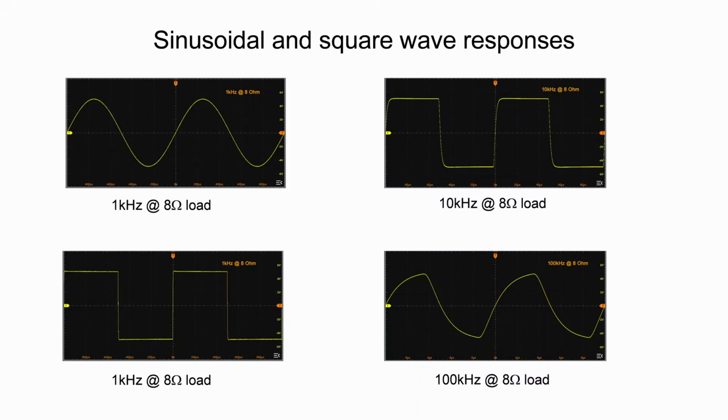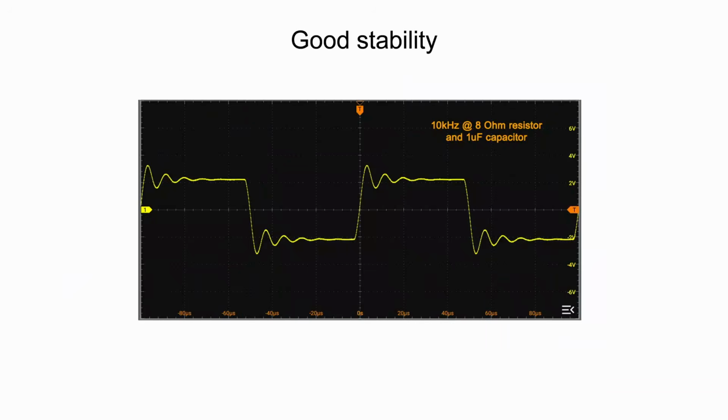The sinusoidal and square wave responses at different frequencies are clean, without any unwanted oscillations and anomalies. Here is to test the stability of the power amplifier. A 10 kHz square wave signal is fed to the amplifier with an 8 ohms resistive load, and a 1 microfarad capacitor is connected in parallel to the 8 ohms load. As seen in the picture, a small and well-controlled oscillation appears on the positive and negative cycle of the square wave. The waveform is clean without any sign of uncontrolled wild oscillation.